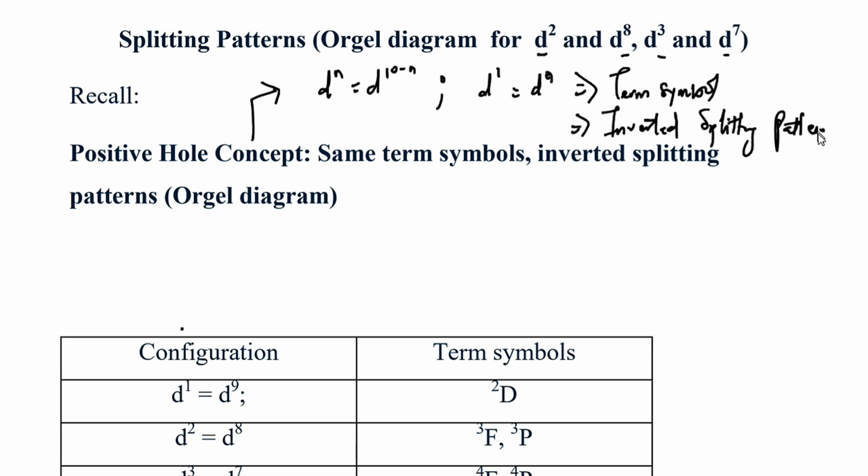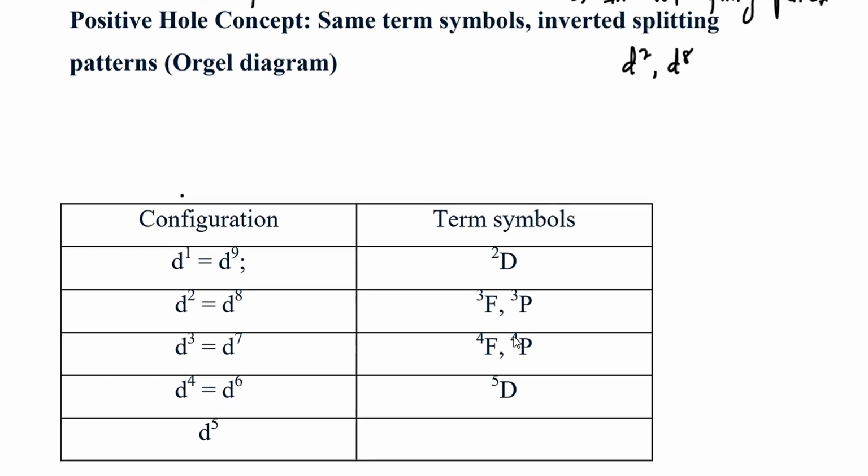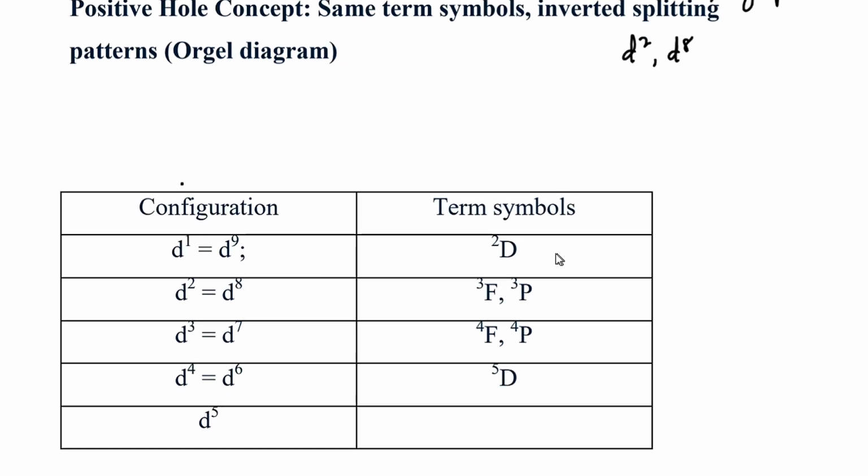So also for D2 and D8, they have the same term symbol but an inverted splitting pattern. So also for D3 and D7. So here is the configuration and the term symbol. Recall that we represented these two parts on the same Orgel diagram, simply because they have the same ground term D.